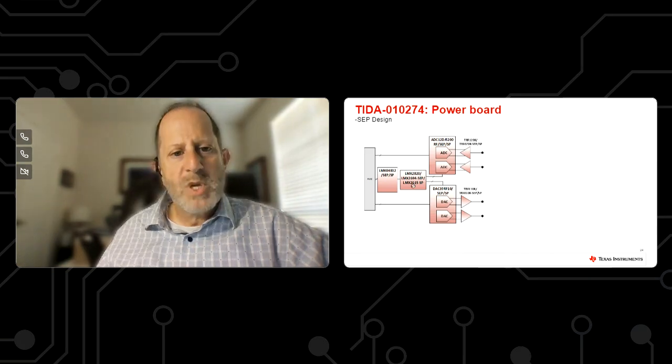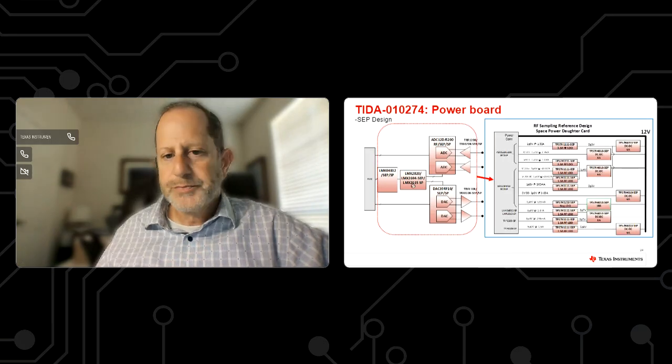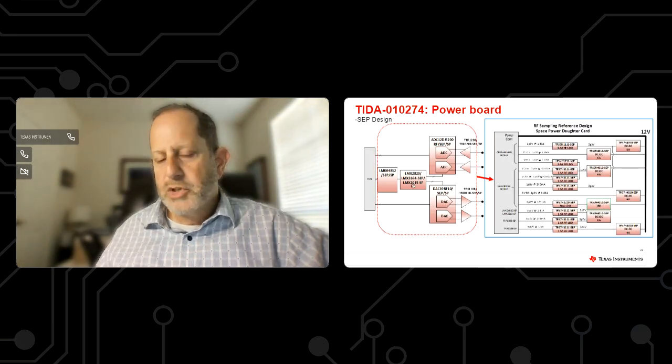The power board, as I mentioned, this is a space-enhanced plastic design. So a combination of DC to DC converters and low noise LDO devices to support all the different voltage rails that are required for this particular design.